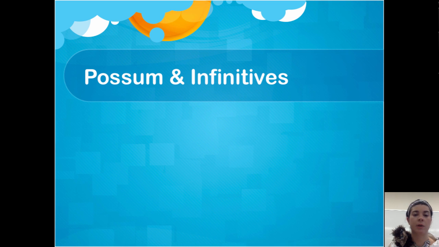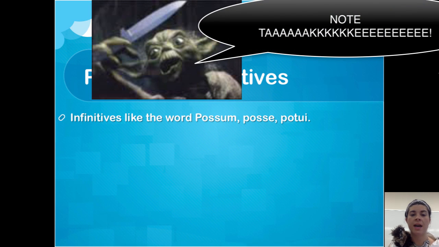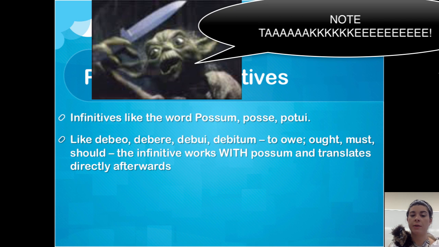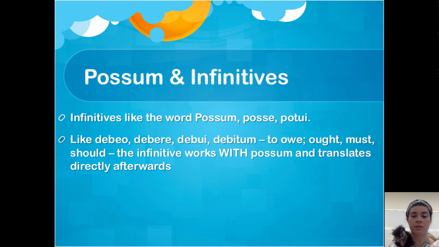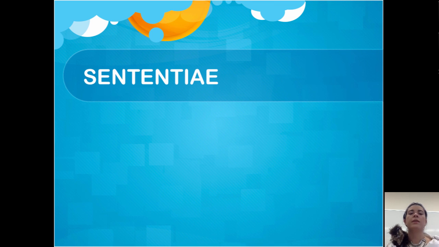Now possum also likes to work with infinitives. So when you have the word possum, posse, potui, I can or I am able, normally you're trying to say I am able to do something or I am able to be something. So much like debeo, debere, debui, debitum, to owe, ought, must, should, would, this infinitive works with possum and translates directly afterwards. This is called a complementary infinitive. So possum amare, much like debeo amare, I ought to love, possum amare would be I can love or I'm able to love.